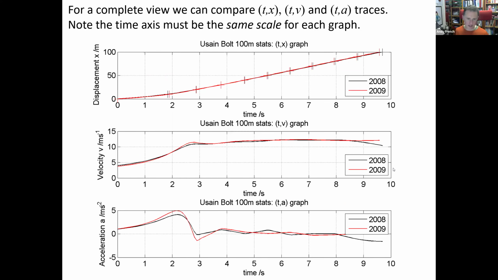Okay, and here's another example of this. I'm sure your physics teachers go on about this all the time, that we need to use the same timescale to compare your graphs. So here we go. We've got exactly the same timescale for displacement, velocity, and acceleration. And then we can compare and contrast the kinematics. So that's example number one, how we might lead into this.